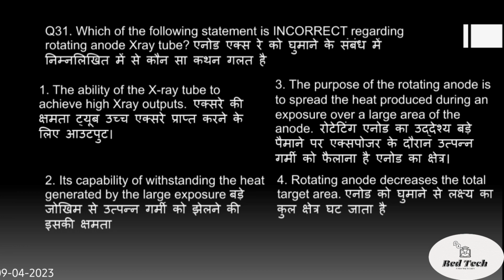Now go to the third option, the purpose of rotating anode is to spread heat. When we use the rotating anode, it continuously spreads the heat produced during an exposure over a large area of the anode. So it is also correct regarding a rotating anode. So the remaining option is option number 4, rotating anode decreases the total target area. So this is the right answer, as generally there is no connection between the rotating anode and the target area. So the incorrect statement regarding rotating anode is option number 4.